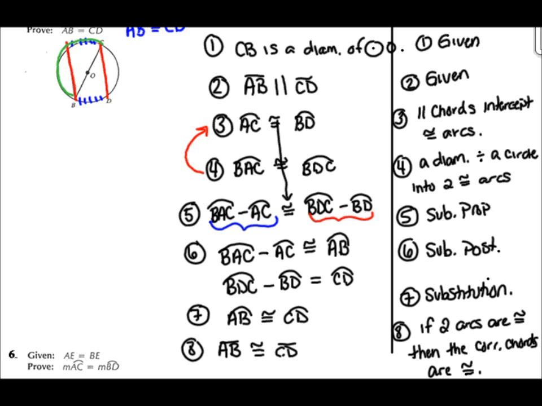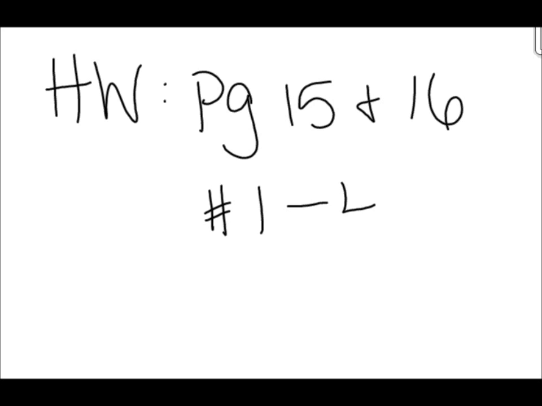We're going to pause there, and I'm going to let you get started on your homework. Your homework for this evening is going to come out of your homework packet, and it's going to be on page 15. It starts on page 15 and it goes to page 16. So you're going to do 4 proofs tonight. Pages 15 and 16, proof numbers 1 through 4.